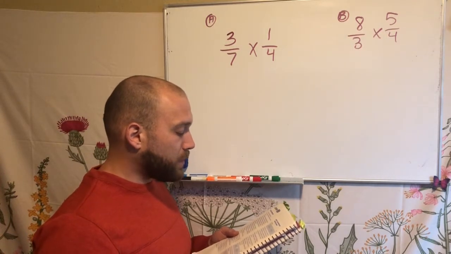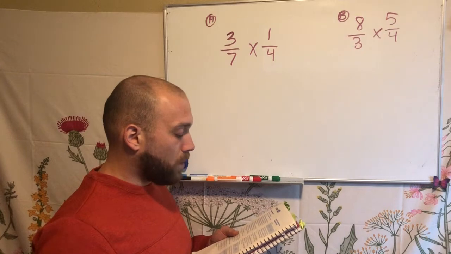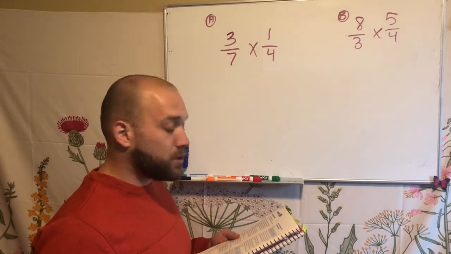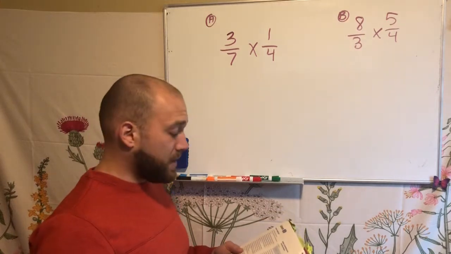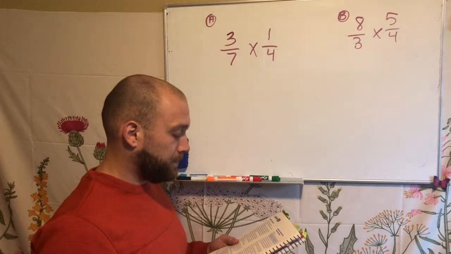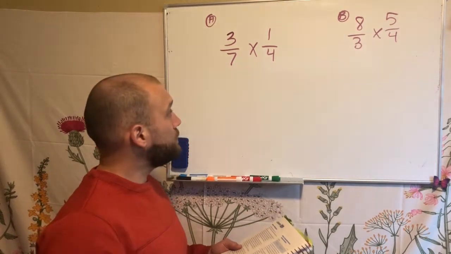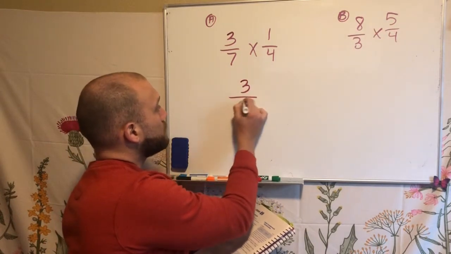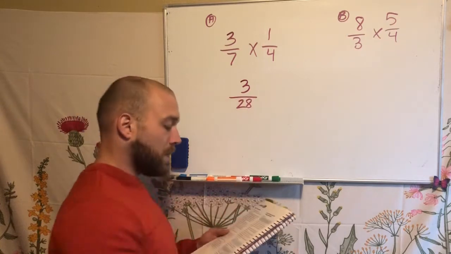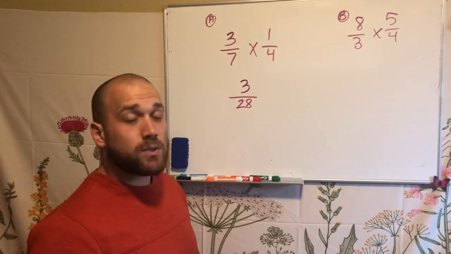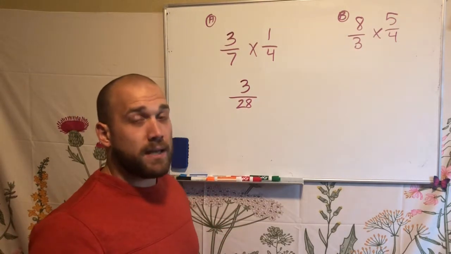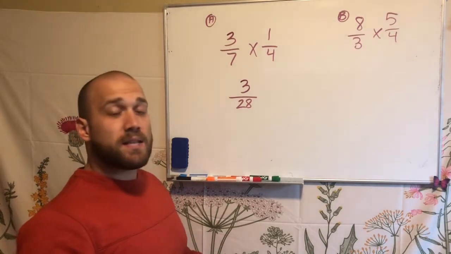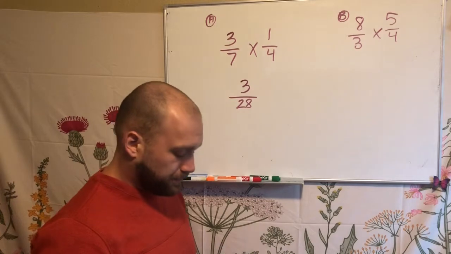So copy 3/7 times 1/4 in part A and work on it. Don't simplify, just multiply. Pause the video now and work on it. So the answer you should have gotten is 3/28. Remember, I said just multiply, don't simplify. 3 times 1 is 3, 7 times 4 is 28.